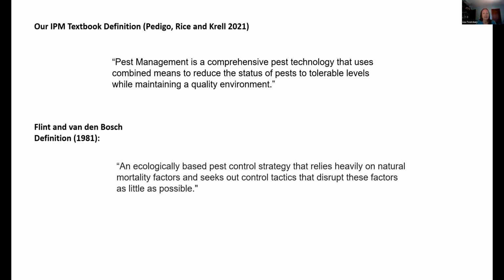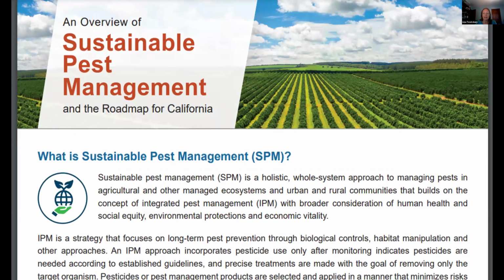And then here's another one, ecologically based, relies heavily on natural mortality factors. So that would be natural enemies for one, and seeks out control tactics that disrupt these things as little as possible. I just wanted to mention, I use sustainable in my title for this talk. California is moving away from integrated and using sustainable. And when you look at the definition, there really aren't too many changes.